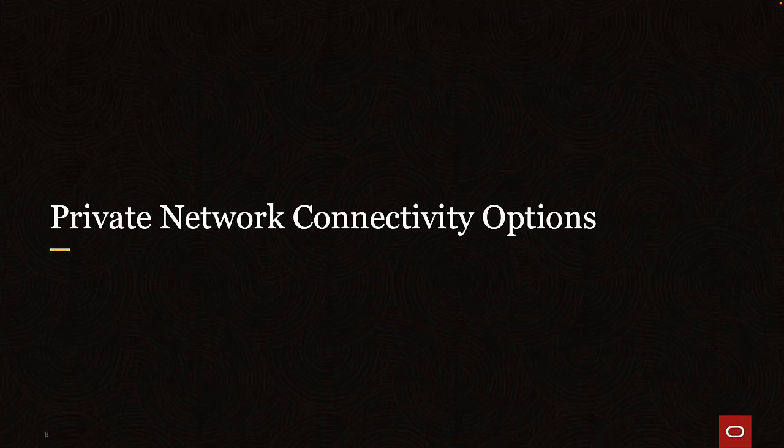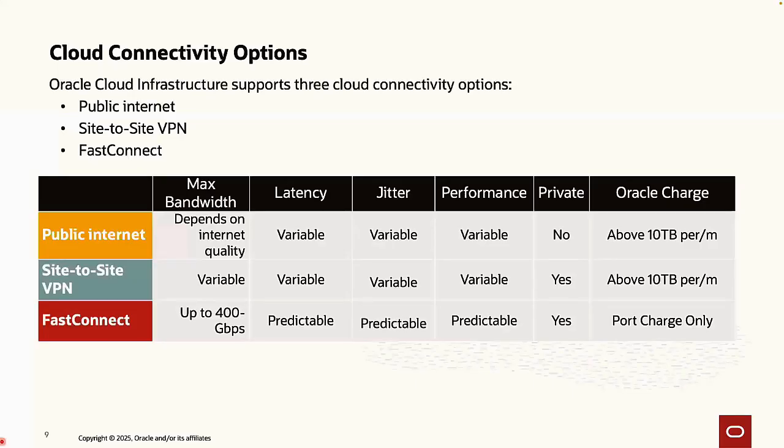Thank you, Sean. Hi all, my name is Achintya, and now let's discuss the different connectivity options available in OCI. OCI supports three cloud connectivity options: public internet, VPN Connect, and FastConnect. Relying on public internet depends on various factors like bandwidth, latency, and performance.